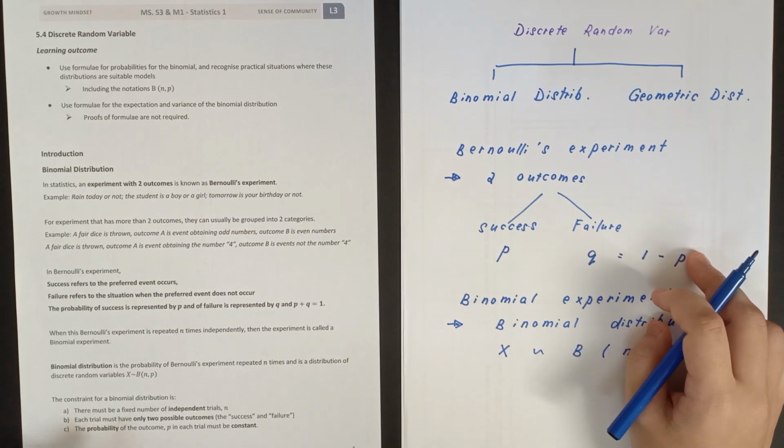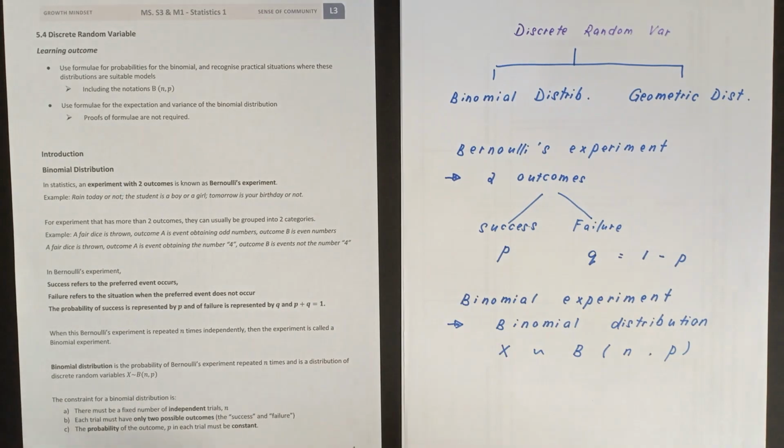Okay, so each trial must only have 2 possible outcomes when you want to say that it's a binomial distribution. Then the next one is, since the trials are independent, all the probability for the outcome in each trial must be constant.